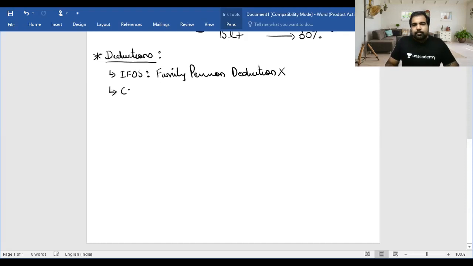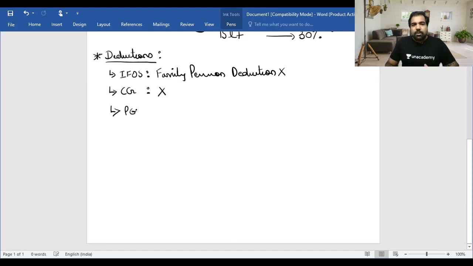Next, in capital gain, if you've been my student, guys, our shortcut is ATSCP. And in capital gain, you take the sale consideration and you minus the expenses. No change here, absolutely. So in IFOS, just one change, that family pension deduction you will not get. In capital gain, there is absolutely no change.